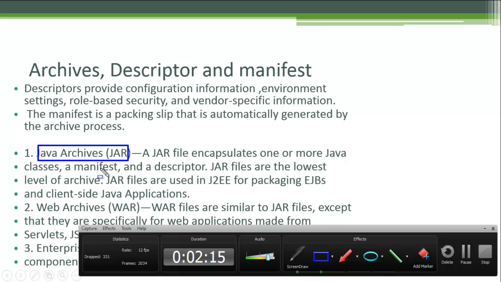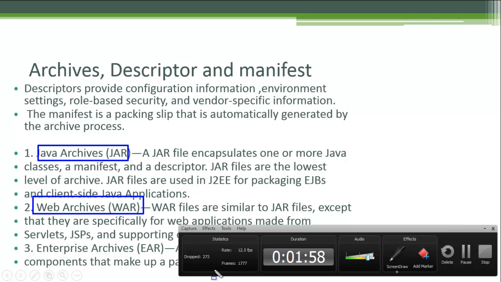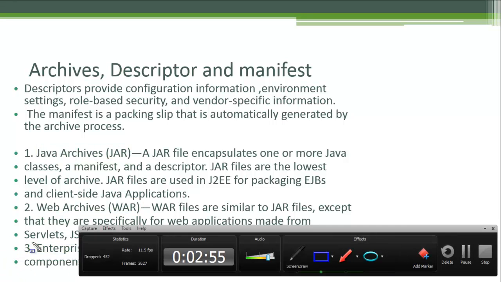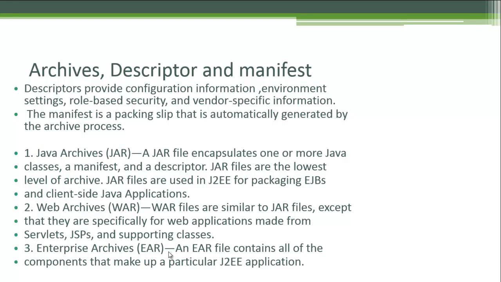When we develop a simple core Java application, its extension is jar. When we develop a Java application which runs on the internet, that extension is war. I call it war. It offers a higher degree of compression compared to jar. Then we have the third one, which is enterprise archive. You see over here, this one. Using enterprise archives we create a J2EE application.